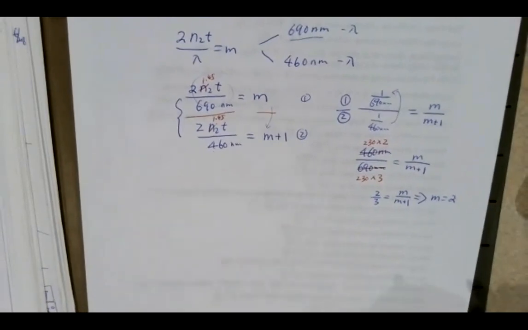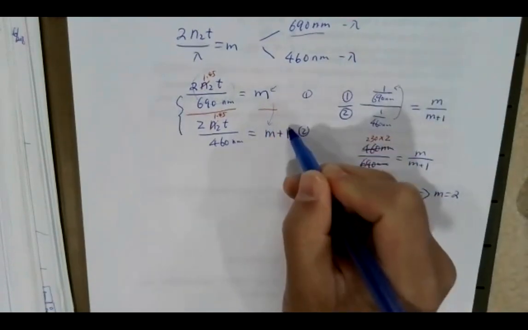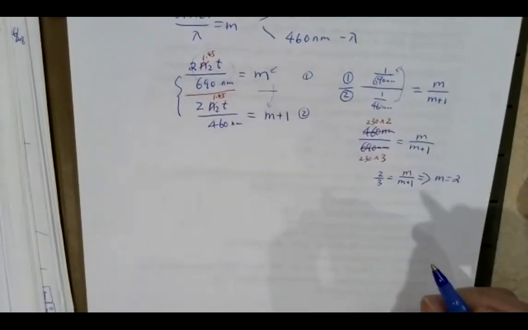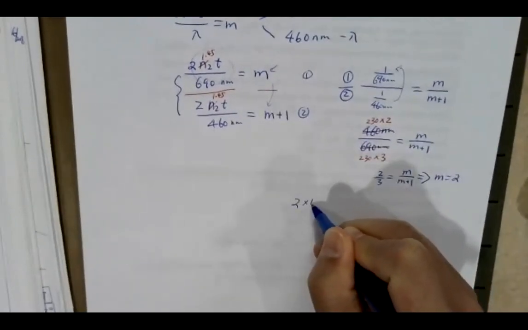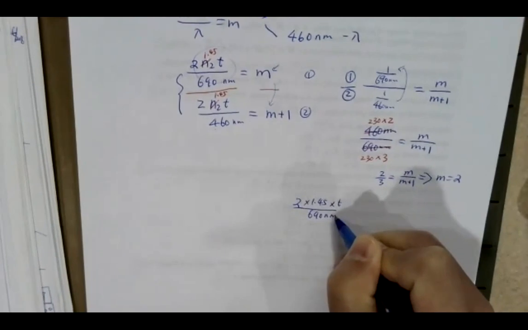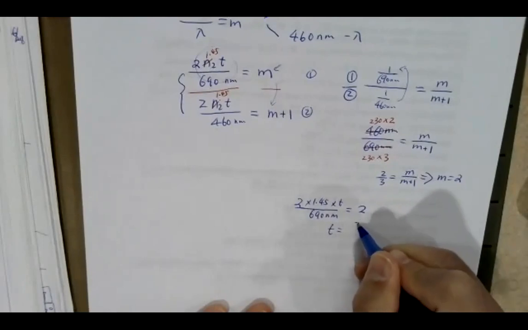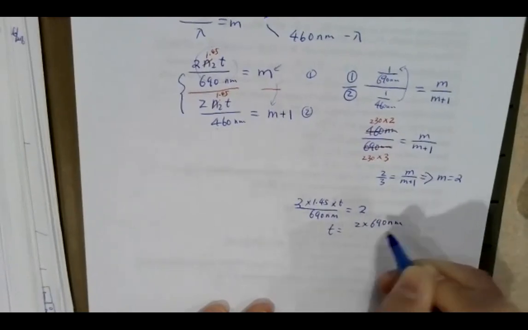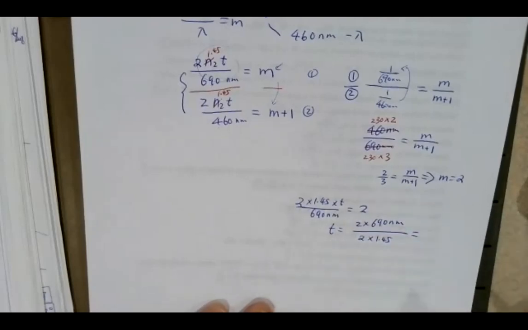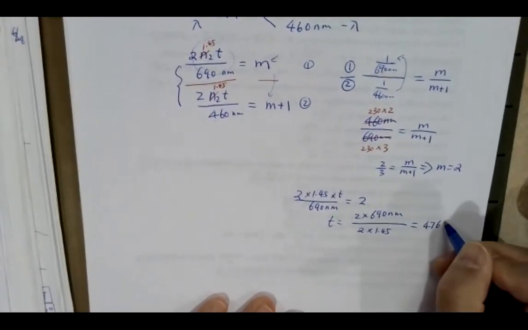Once you have m equal to 2, you can put m back into equation 1 or 2 to solve for your t. Let's put it back into equation 1. We'll have 2 times 1.45 times t over 690 nanometers equal to 2. Then your t will be equal to 2 times 690 nanometers divided by 2 times 1.45. That's going to be 476 nanometers.